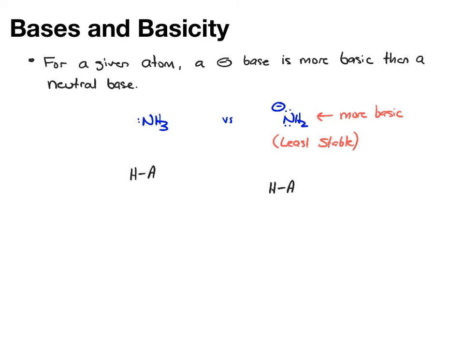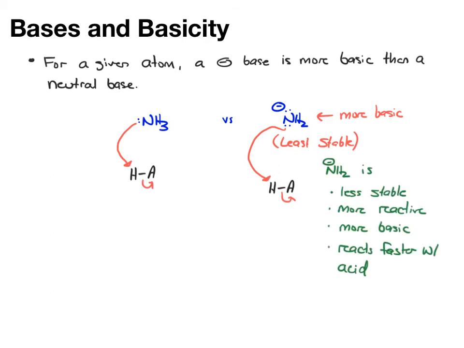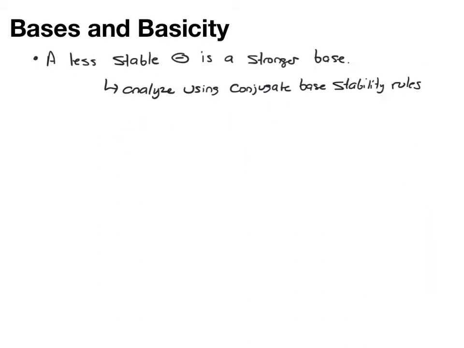Of these two, which is going to be faster? The neutral one or the charged one? The charged one is more reactive, and that's going to be faster. So some things that really go hand in hand here. The NH2 minus, it's less stable. That means it's more reactive. That means it's more basic, and it reacts faster with an acid. So what we can say is a less stable negative charge is a stronger base. You can analyze this using the conjugate base stability rules we learned with the acids.